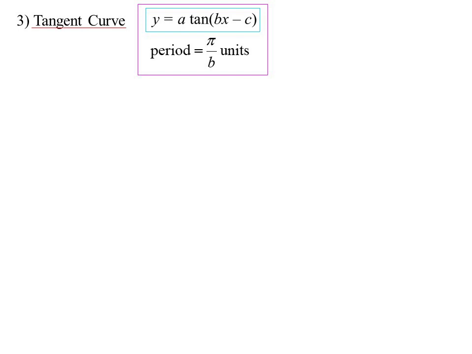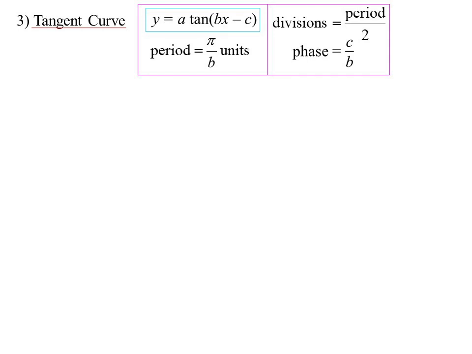It has no amplitude. The divisions now will be the period divided by 2, because think back to the basic tan curve, there's only 2 boundary points, because we're only going from 0 to pi, not to 2 pi. So I'd only divide this one by 2. The phase is still c on b, that hasn't changed. It's an odd function. Tan's an odd function. Tan of negative x is the same as negative tan x.